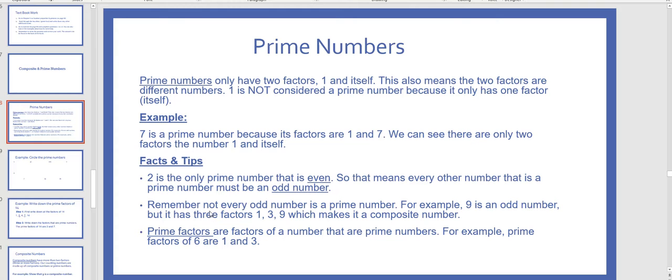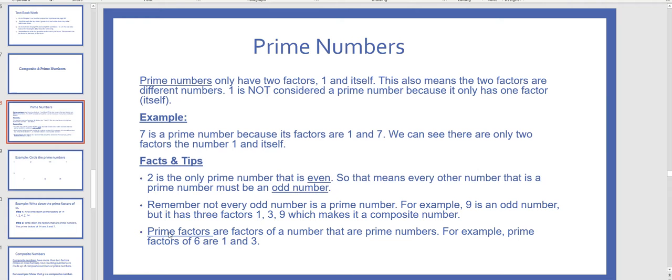So also remember that not every odd number is a prime number. Sometimes students see an odd number like 9 and they circle it. Yeah, that's a prime number. No, we know 9 has other factors. We know it's got 1 and 9, but I can also divide 9 by 3. 9 divided by 3 is 3. So 9 has more than two factors. It's got 1, 3 and 9. So it can't be a prime number.